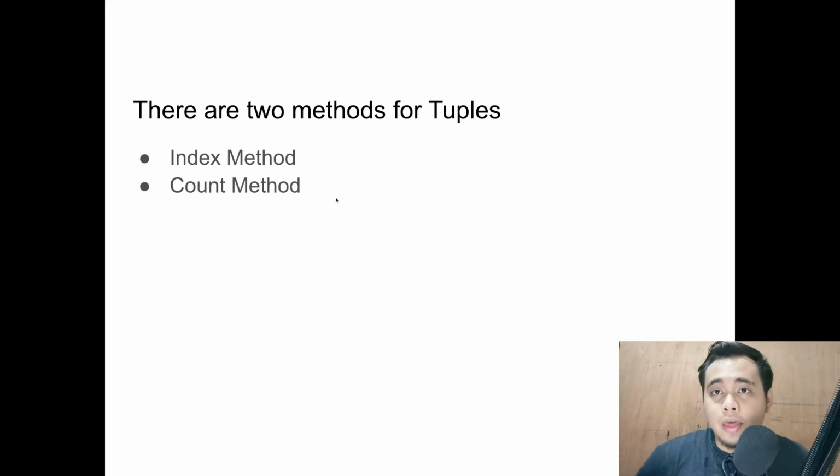Now let's talk about methods in tuples. There are 2 methods that you can use in tuples. First, we have index, and second, we have count. Let's talk about the 2 of them right now.